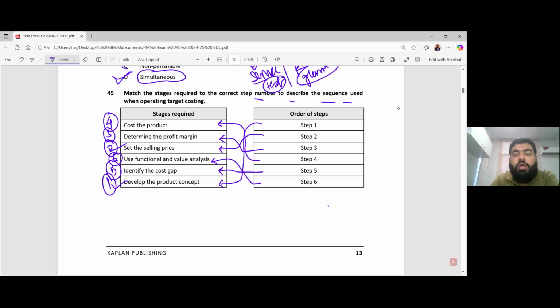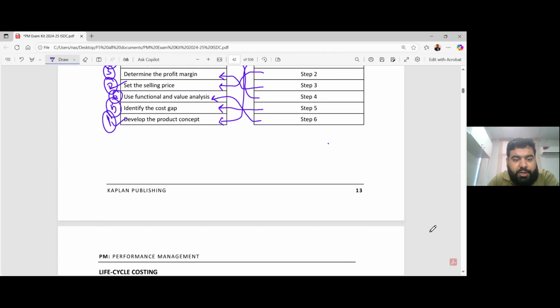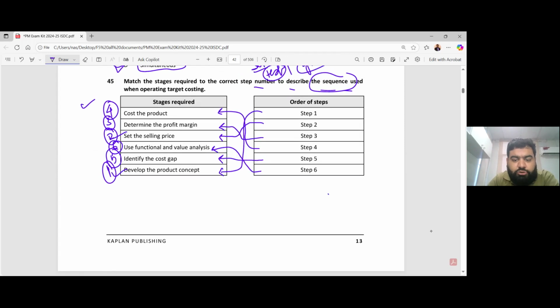They asked to describe the sequence when using target costing. Just learn it because it can come as an MCQ, just free marks. It's not a technical thing. So till here, target costing MCQs are ended.